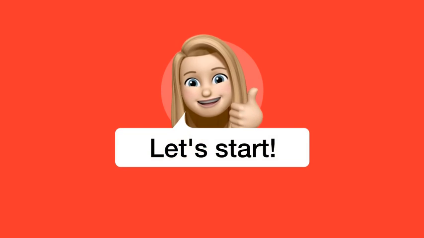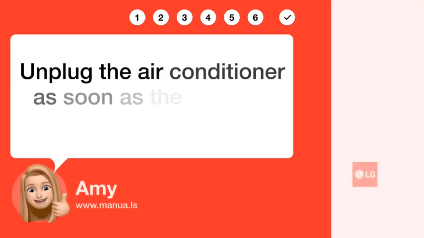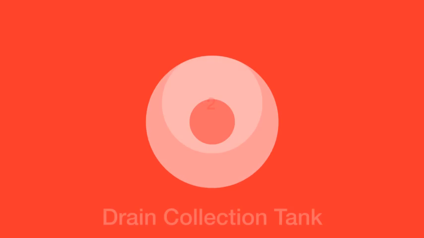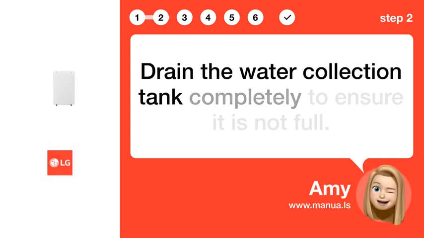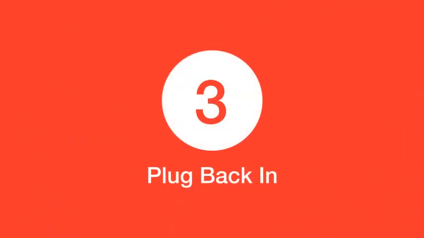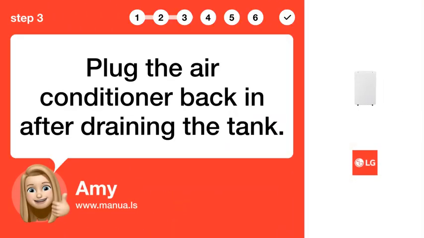Let's start. Step 1. Unplug air conditioner. Unplug the air conditioner as soon as the FL code appears on the display. Step 2. Drain collection tank. Drain the water collection tank completely to ensure it is not full. Step 3. Plug back in. Plug the air conditioner back in after draining the tank.